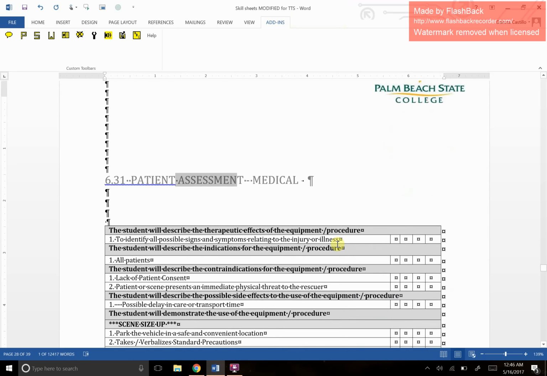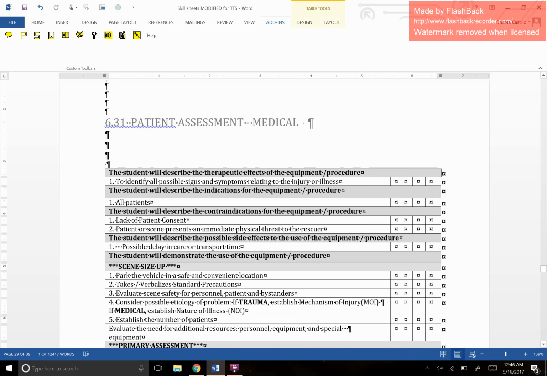6.31 Patient Assessment, Medical. The student will describe the therapeutic effects of the equipment/procedure. 1. To identify all possible signs and symptoms relating to the injury or illness. The student will describe the indications for the equipment/procedure. 1. All patients. The student will describe the contraindications for the equipment/procedure. 1. Lack of patient consent. 2. Patient or scene presents an immediate physical threat to the rescuer.